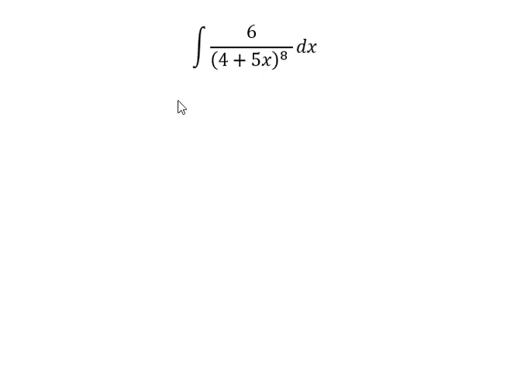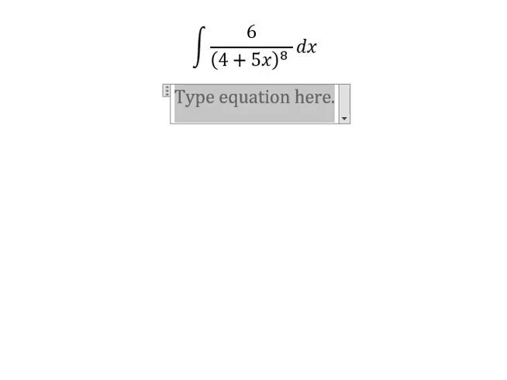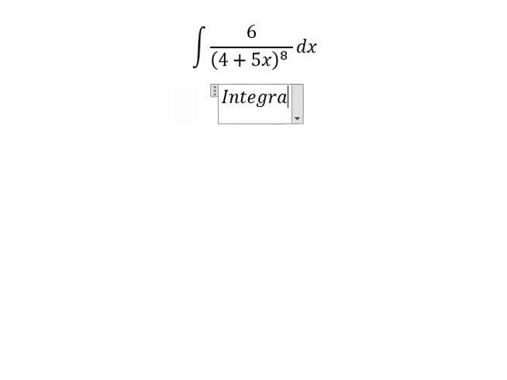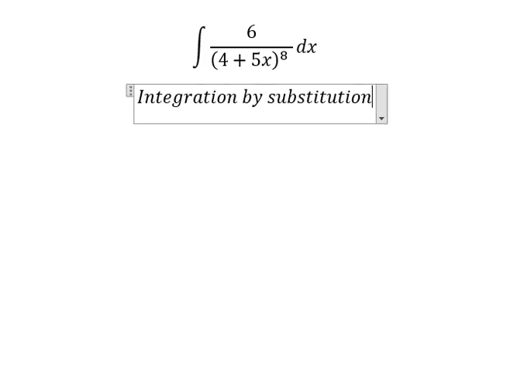Hello everybody. So today I want to talk about calculus, the topic that is about integration. So now I want to show you how to answer. We can use integration by substitution.